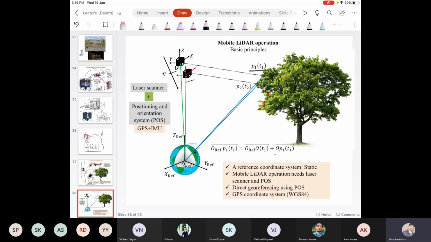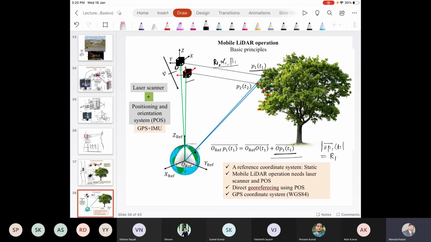So this OP1 vector is calculated using the raw measurement that is computed by the laser scanner unit at time T1. It is calculated by using the range at time T1, angle alpha 1 and beta 1. So in the internal coordinate system of the laser scanner unit at time T1, the OP1 vector is calculated. And obviously, if you take the modulus of OP1 at time T1, this is equal to range R1, that is the distance between the laser source and target point P1.